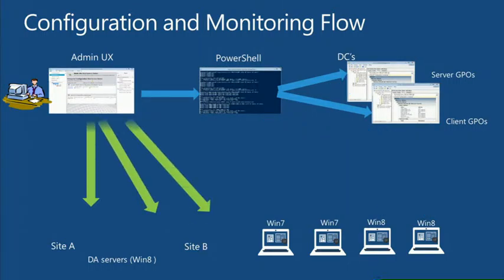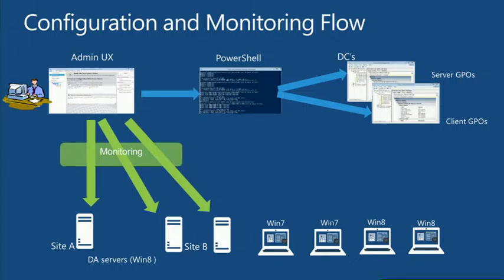Now, for monitoring, the console actually reaches out to these direct access servers, pulls telemetry information from them, like which users are connected, what resources they are accessing, and bubbles that up and represents that in the UI. And again, that monitoring information is also available through PowerShell.